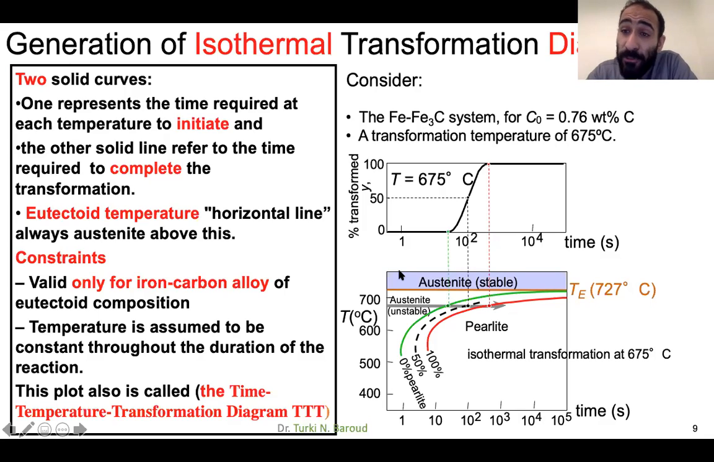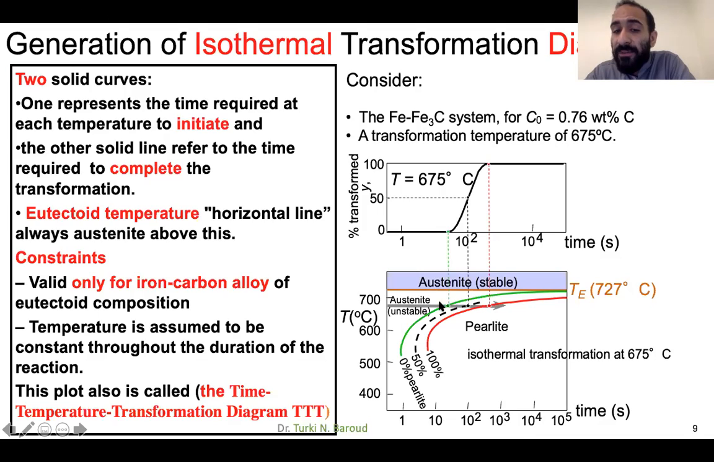Okay, then what's going to happen if you go to lower temperature? Imagine if you cool down to lower temperature. Let's say you cool down to 600 Celsius. If you cool down to lower temperature, nucleation will start faster. Right? So if you cool down to lower temperature, nucleation is going to start faster.